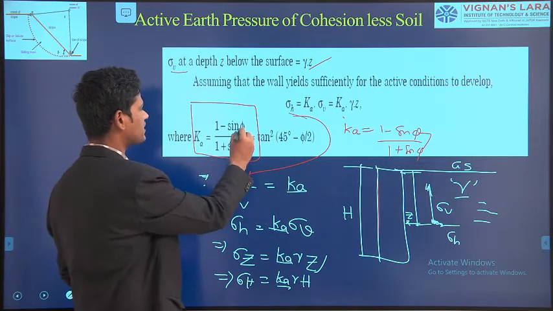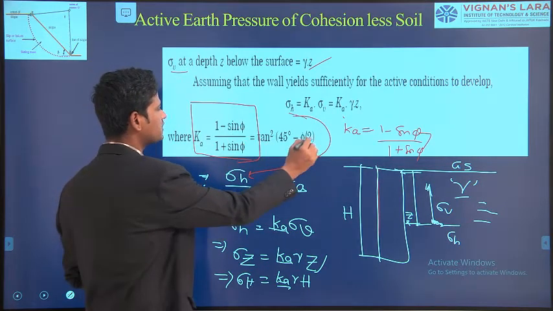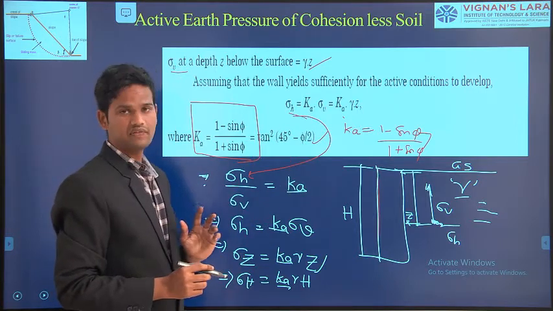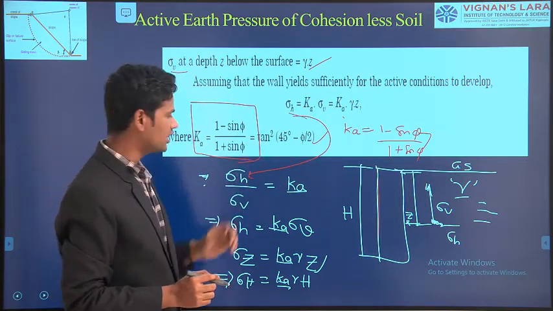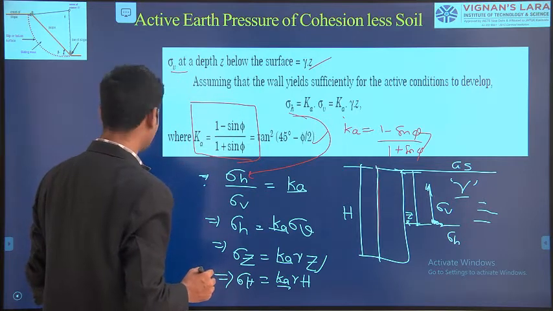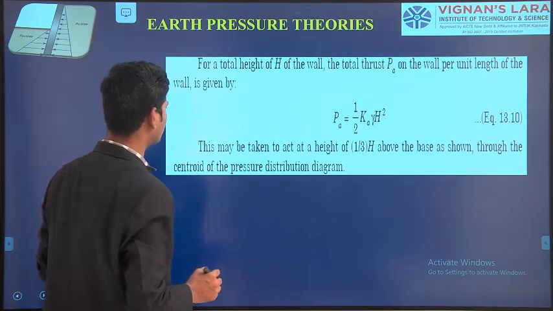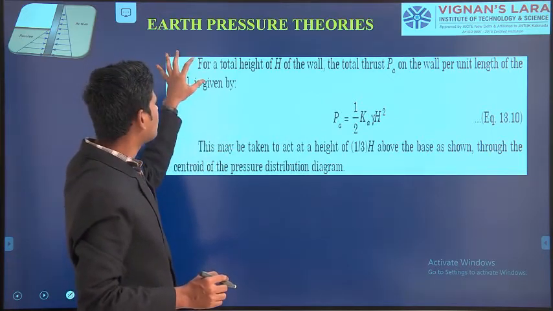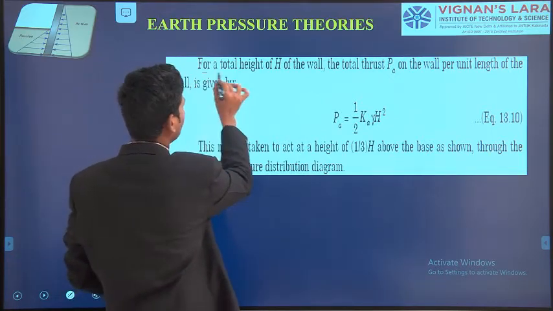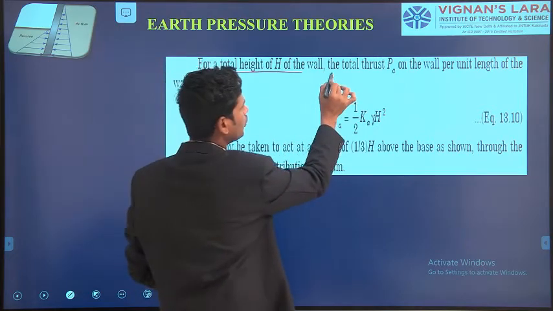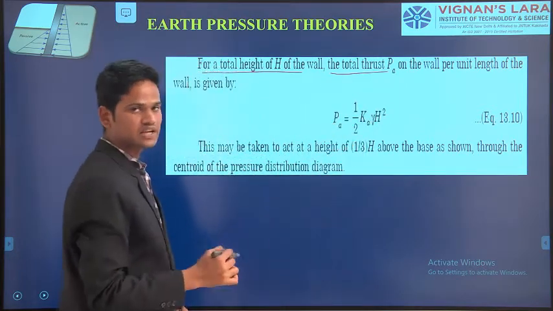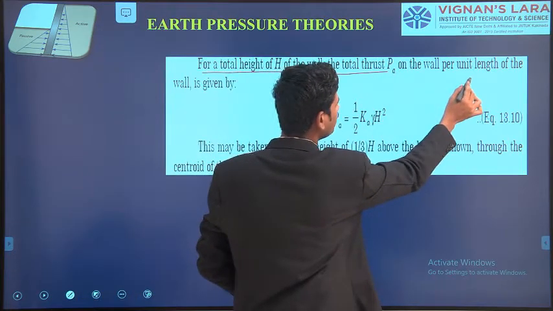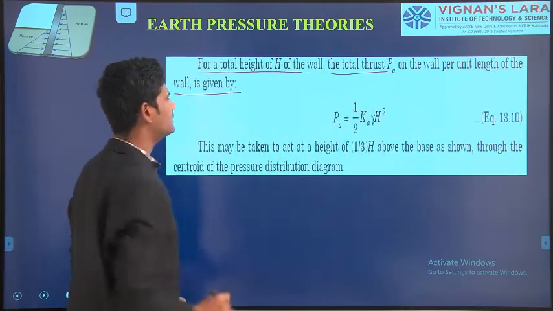Again, the coefficient 1 minus sin phi by 1 plus sin phi we can also write in terms of tan square of 45 minus phi by 2. This is the active earth pressure coefficient. Before going to the conclusion, I will explain the total horizontal pressure. That means for a total wall height H, the total thrust, that is the total horizontal force Pa on the wall per unit length of the wall, is given by the following.